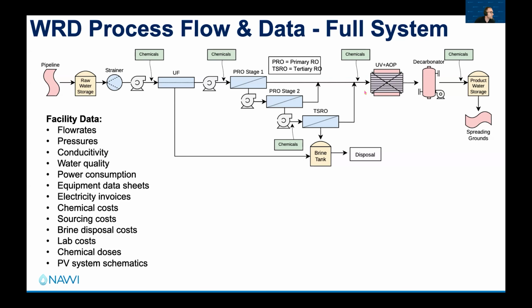So tons of data. From an operational cost perspective, we're looking for a fixed operational cost as far as this model is concerned: chemicals, sourcing the water from the wastewater reclamation facility, and then brine disposal. And then power consumption is, of course, all these pumps for the ultrafiltration, the RO systems, and the UV and decarbonator system at the back end.